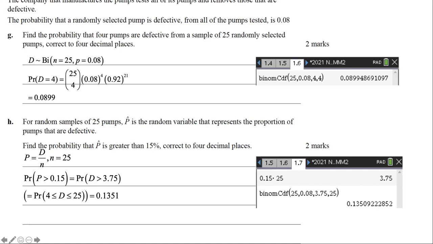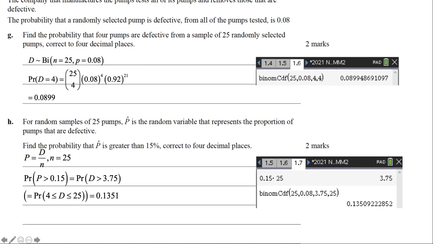Calculating from Binompdf, or Binomcdf here, I just put the same lower bound and upper bound, which is effectively the same thing for Binomcdf. The answer is 0.0899. For random samples of 25 pumps, p hat is a random variable that represents the proportion of pumps that are defective. Find the probability that p hat is greater than 15%, correct to 4 decimal places.